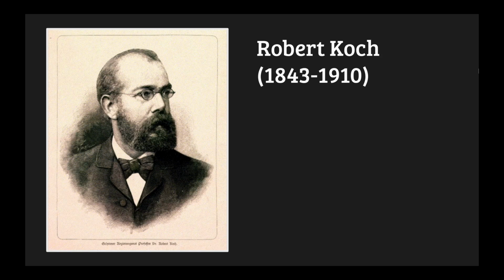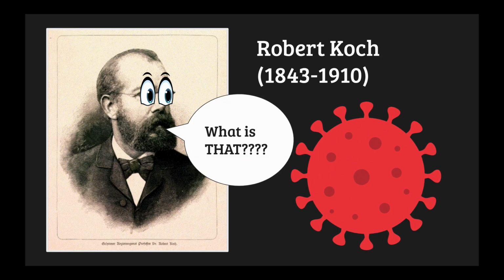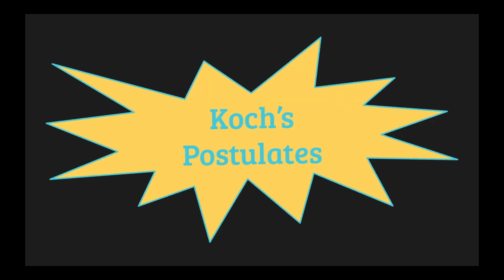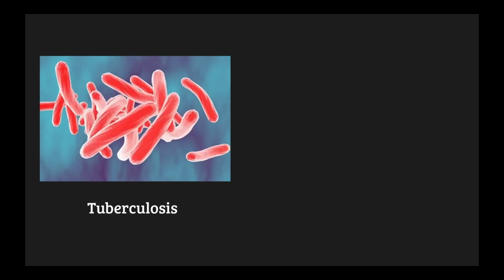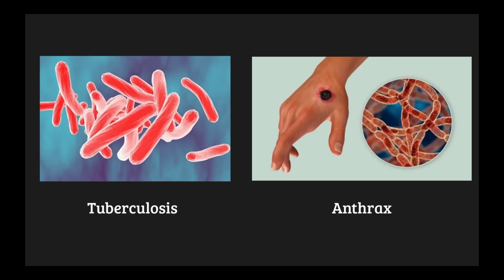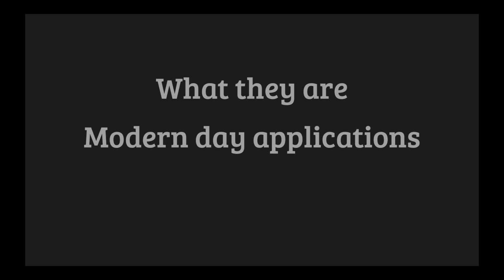In the 17th century, in 1884, he developed criteria that allowed scientists to identify the pathogen responsible for infectious diseases, and these are Koch's postulates that led to the development of new techniques for diseases like tuberculosis and anthrax. Today, we will be talking about what these postulates are and how they are used in our modern-day society, as well as some of their limitations.